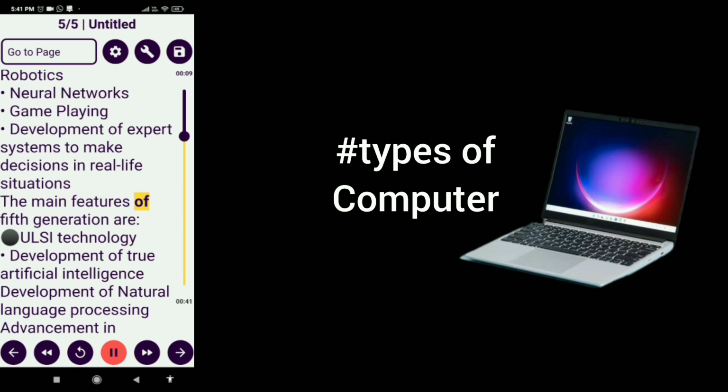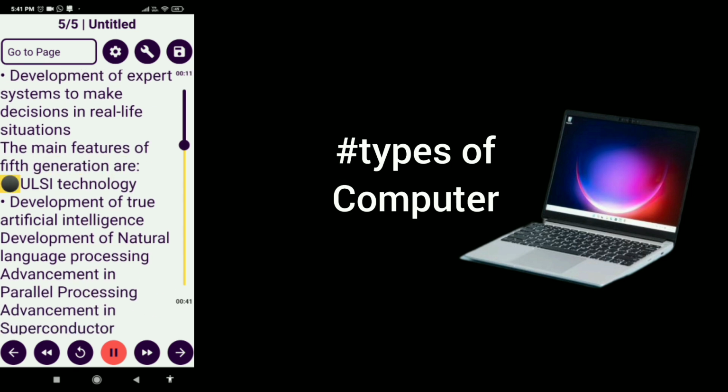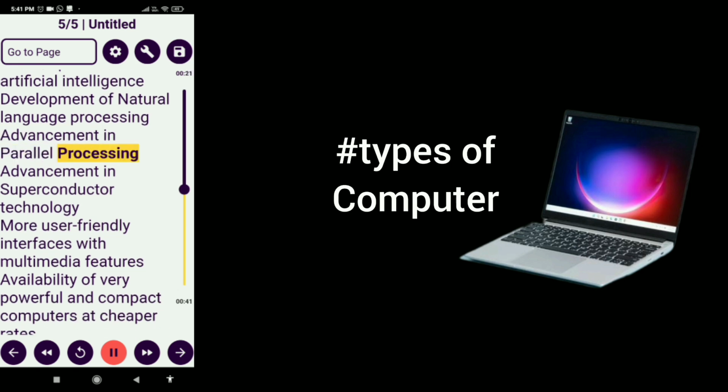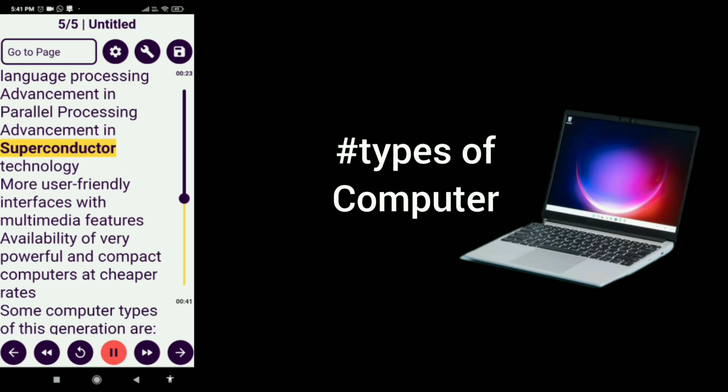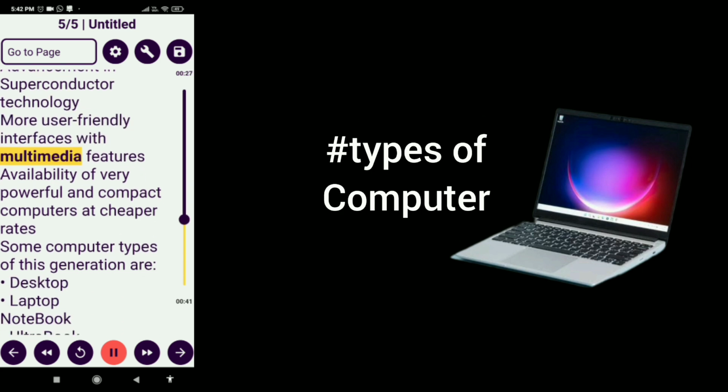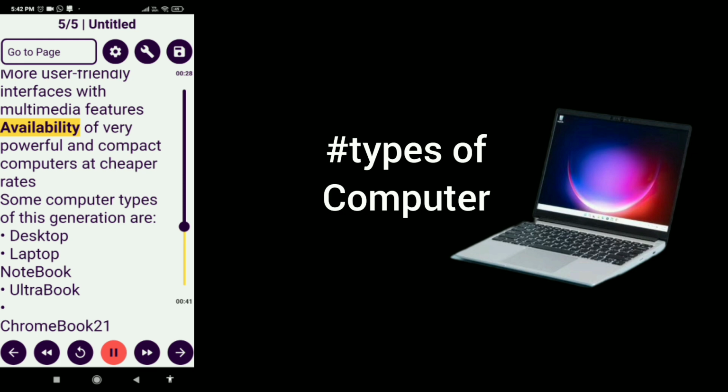The main features of fifth generation are: ULSI technology, development of true artificial intelligence, development of natural language processing, advancement in parallel processing, advancement in superconductor technology, more user-friendly interfaces with multimedia features, availability of very powerful and compact computers at cheaper rates. Some computer types of this generation are: desktop, laptop, notebook, ultrabook, Chromebook.